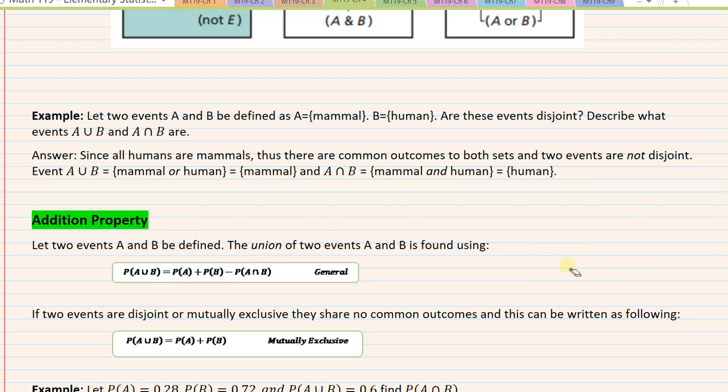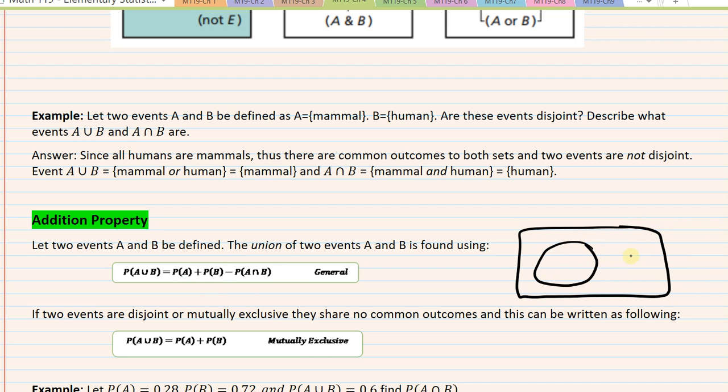Let me draw this a little bigger so you can see better. This is A and this is B. This is the circle of A and this is the circle of B. And there you go. See the crosshatch? This is A and B. Those outcomes were picked up twice, and because they were picked up twice, we need to subtract one layer of those outcomes away from it.